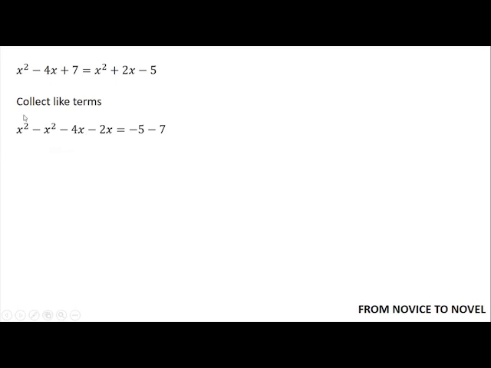X square, we cancel out x square. So we have this. Minus 6x equals to minus 12. So by the time you divide both sides by minus 6, then we have x equals to 2. Now, the value of x equals to 2, when you put x in that equation that you were given to solve, it's going to satisfy that equation.